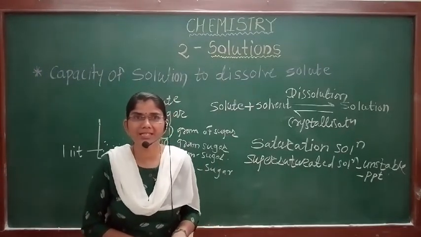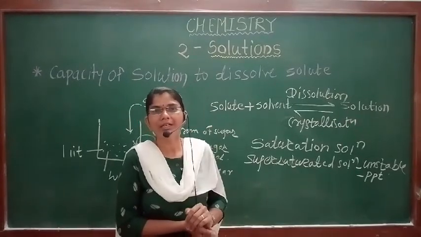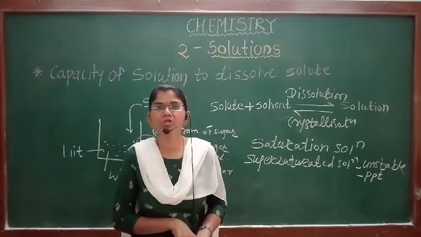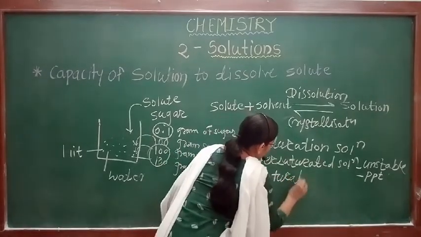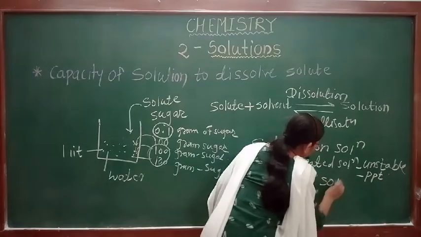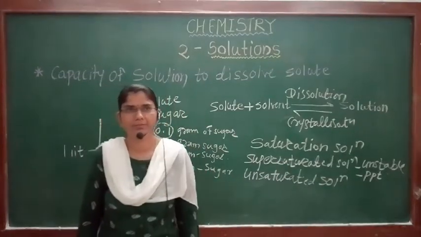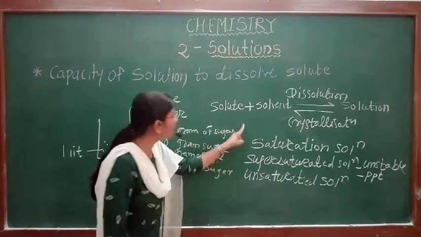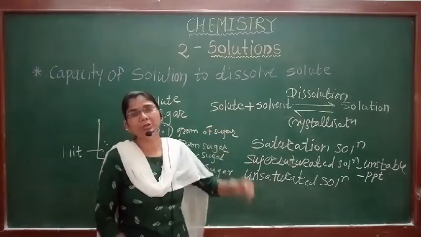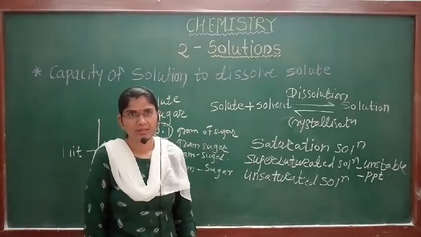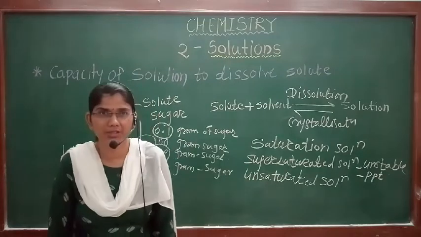Then what is an unsaturated solution? Its capacity is 300 gram, but if we add 150 gram or 200 gram of sugar to 1 liter of water, then what do we call the solution that is formed? Unsaturated solution. At that time an unsaturated solution will be formed. So these are again 3 types of solution depending on the capacity of dissolved solute to form a solution: saturated solution, supersaturated solution and unsaturated solution.